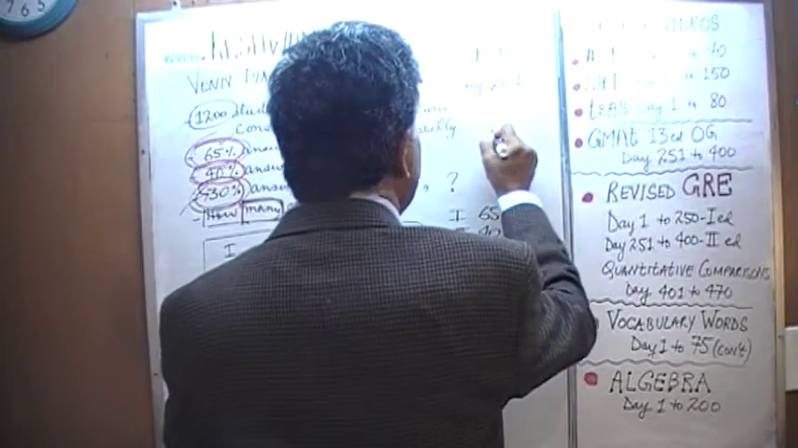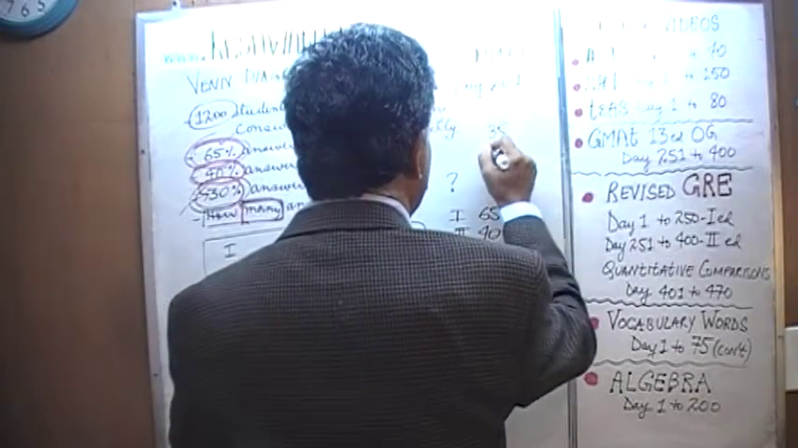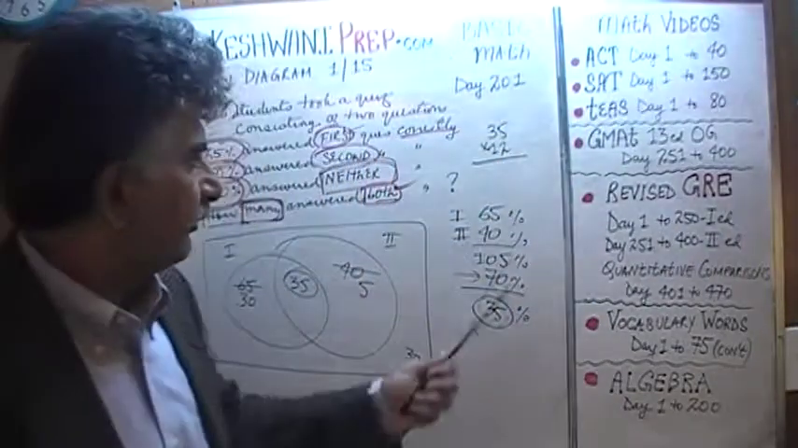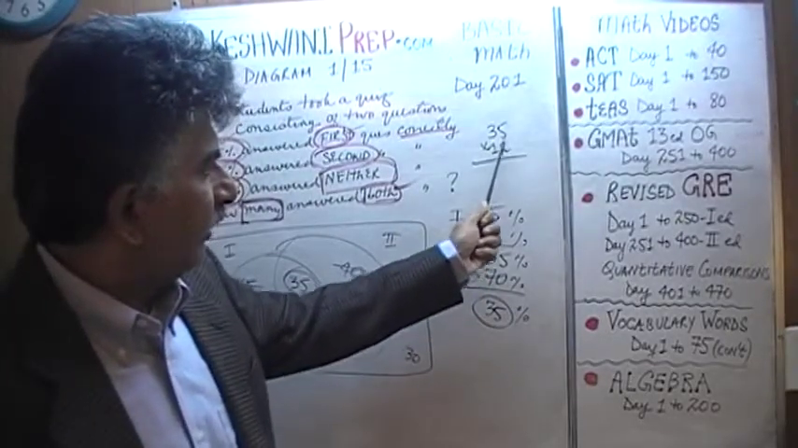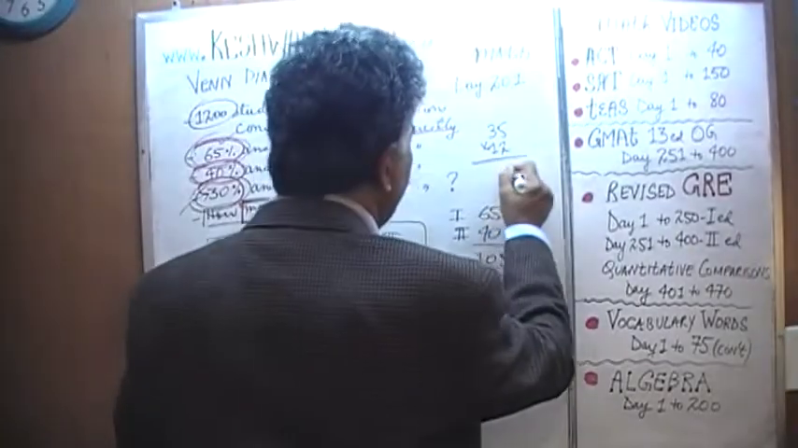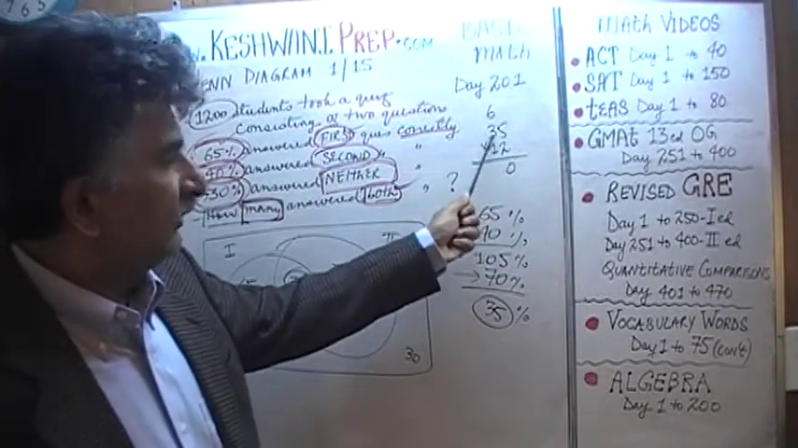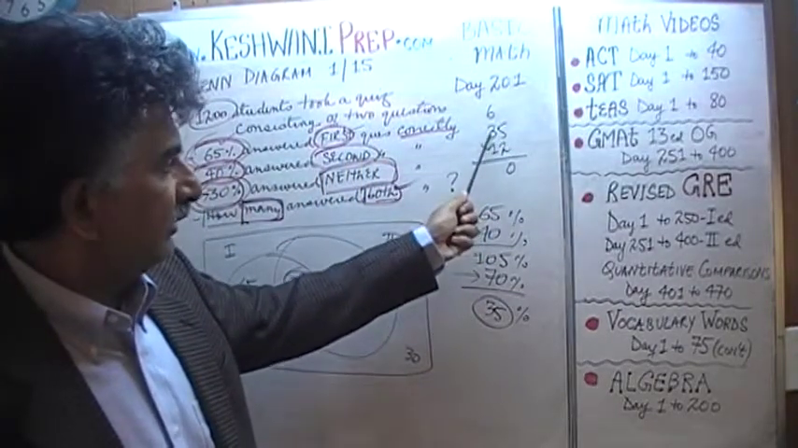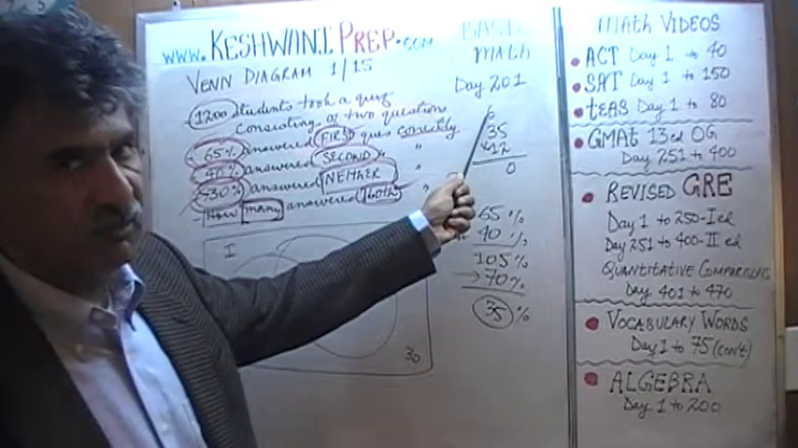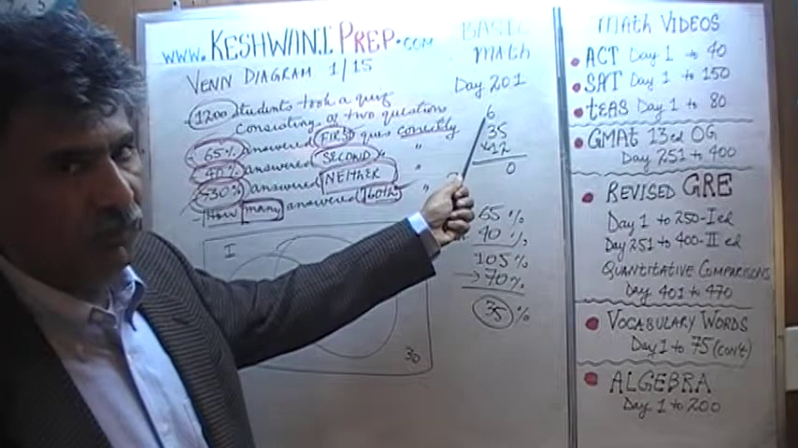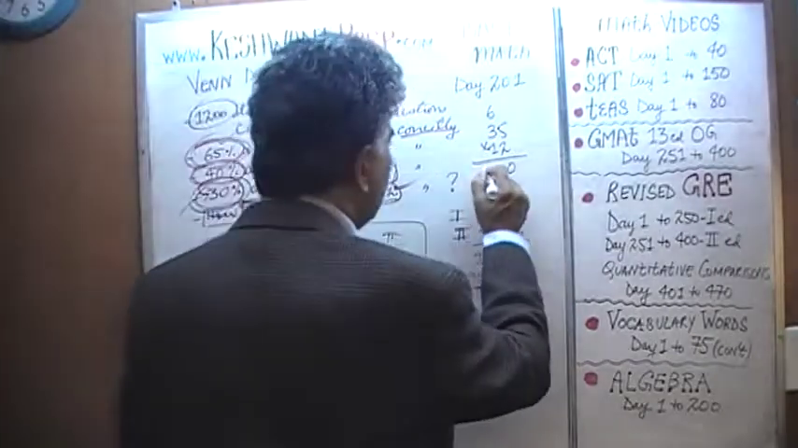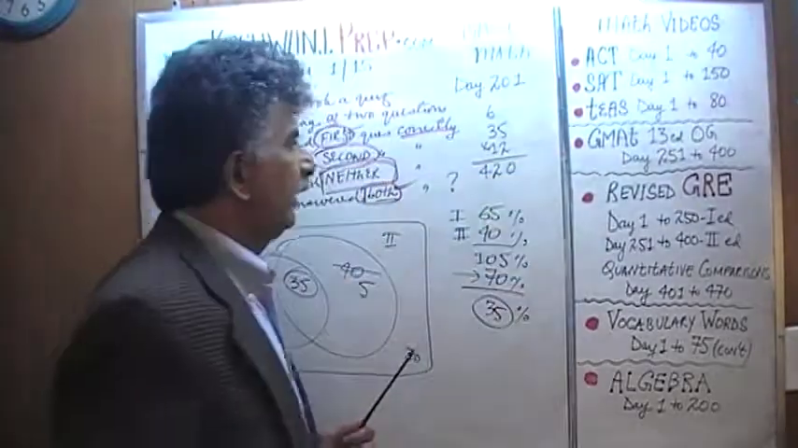Let's do 35 times 12. 12 times 5 is 60. That's 0. Here is 6. 12 threes are 36, 36 plus 6, 36 plus 4 would have been 40, so it's 42. There you go, that's it.